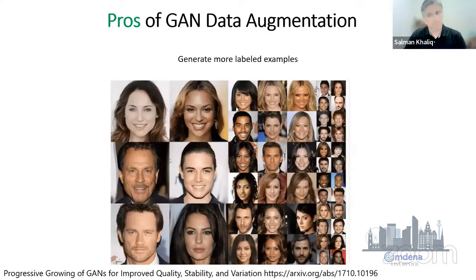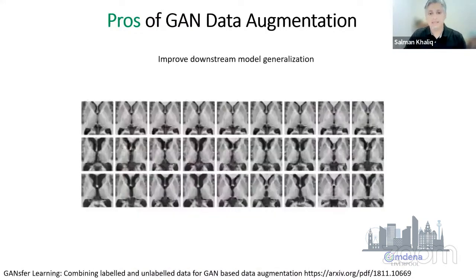Generate more labeled examples. That is pretty straightforward. And then you can improve model generalization downstream. So that is our end goal technically, because we want to get a very accurate model, but in order to get it, you need more data. But if you don't have data, then you have some limitations, and GAN can help you with that.